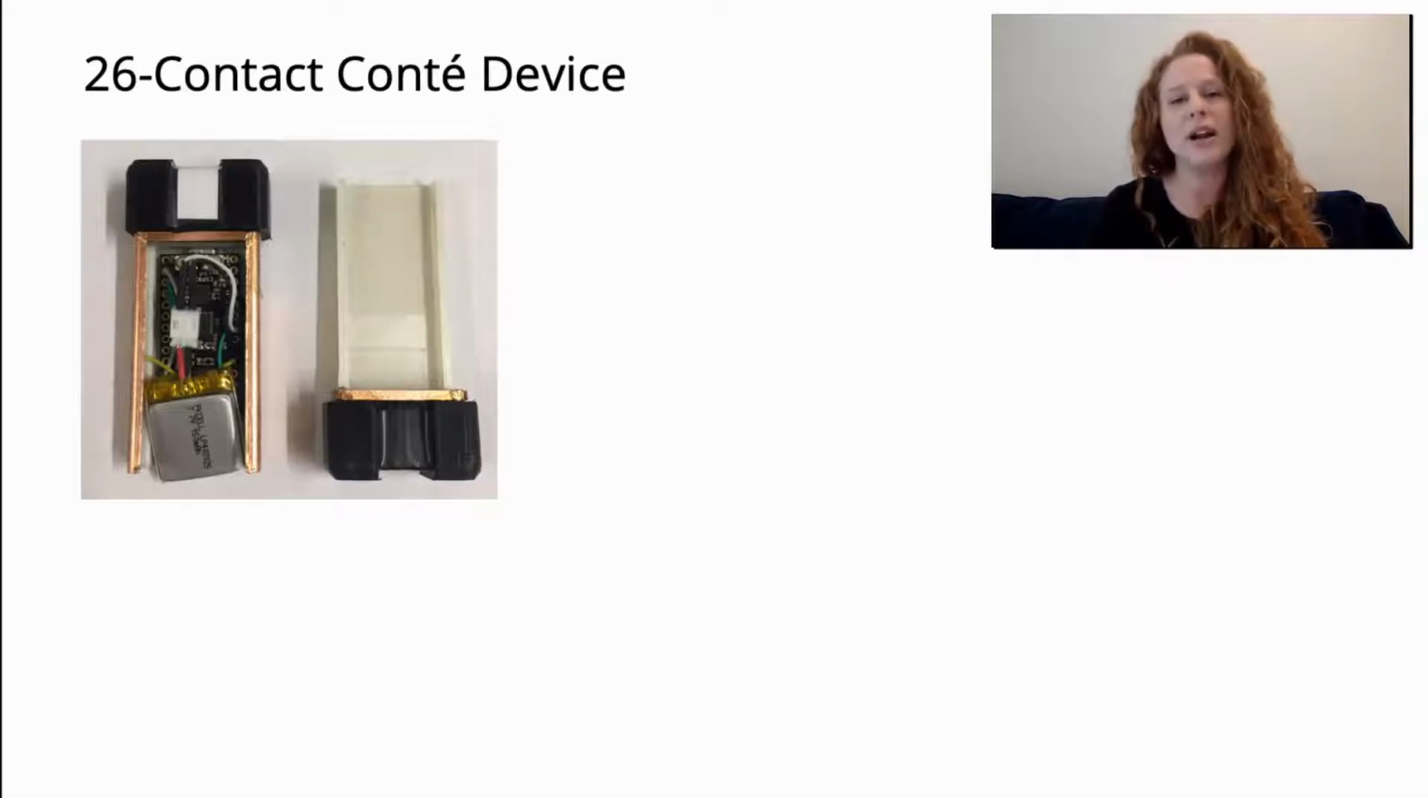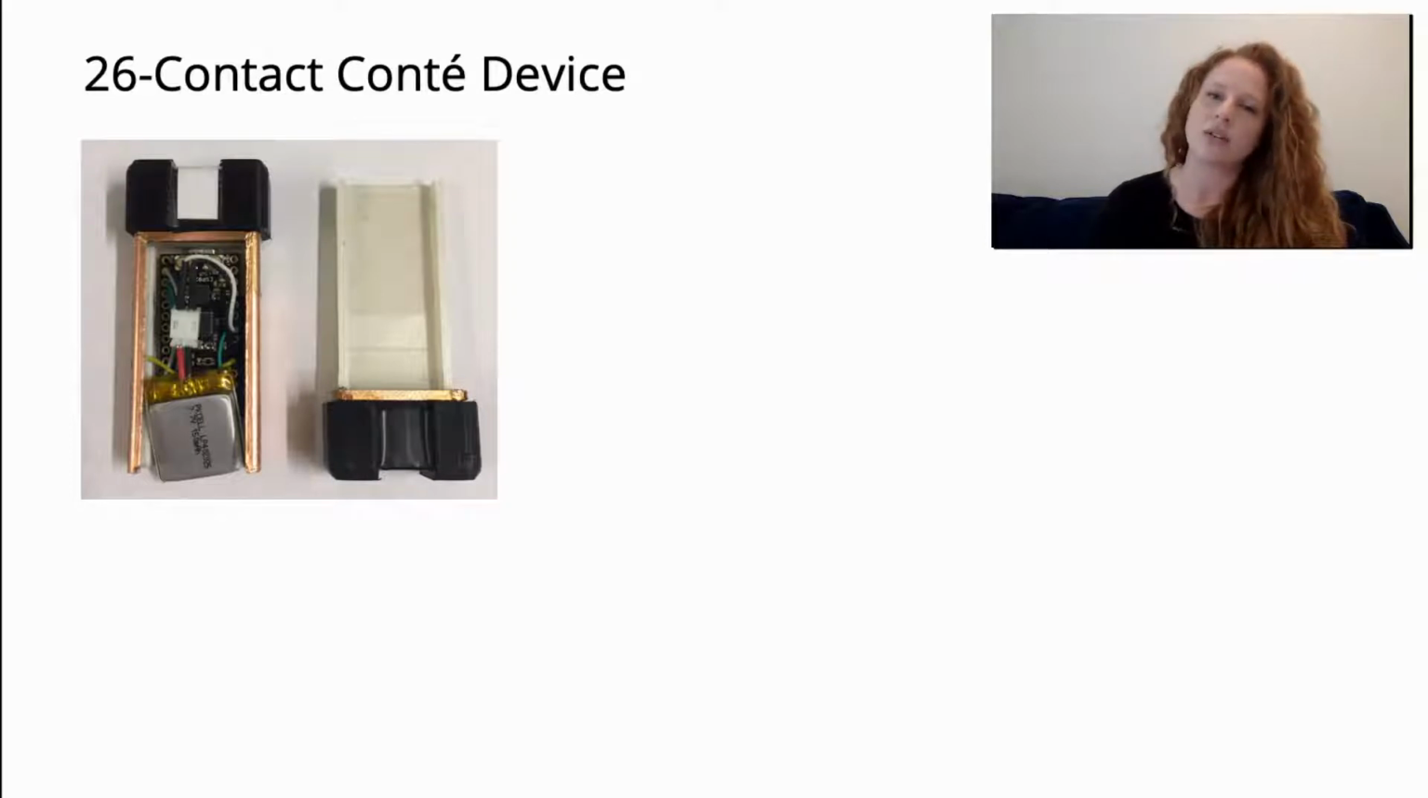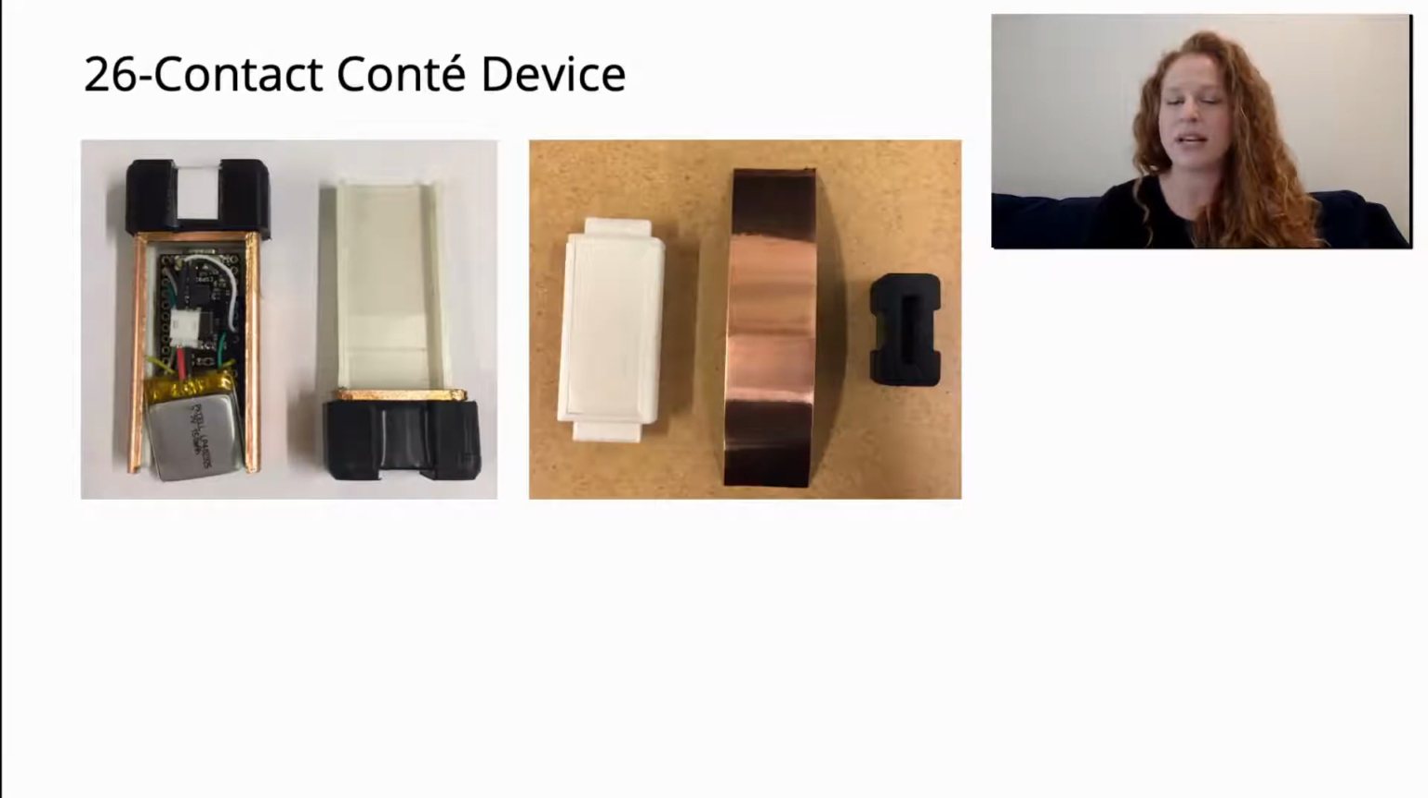So, our first order of business was to make a prototype that could actually distinguish between 26 different contacts. We wanted it to work on any normal capacitive touch display, like an iPad or a touchscreen laptop. So we made a conductive device, and what that means is that a touchscreen device can't tell the difference between Conte touching the screen and your finger touching the screen. So we 3D printed a case out of PLA plastic, and we covered it in copper tape to make it conductive.